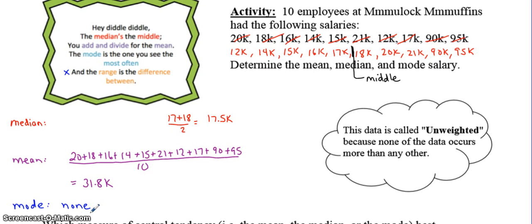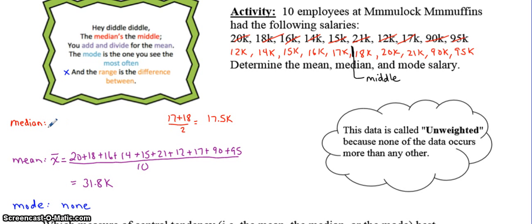The mode, in this case, there is no mode because none of the values occur more often than any of the other values. So that's the way you did mean, median, mode in grade 8. A couple things that you'll need to know for grade 12 is to start with the symbol for mean is an X with a bar on top. So whenever you're calculating the mean, you should start with an X with a bar on top.